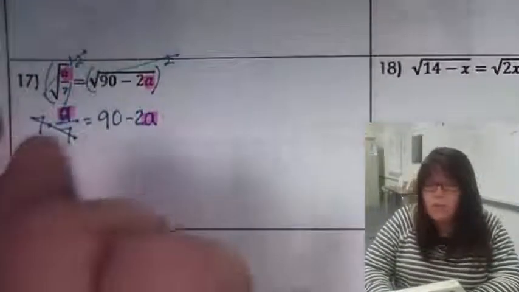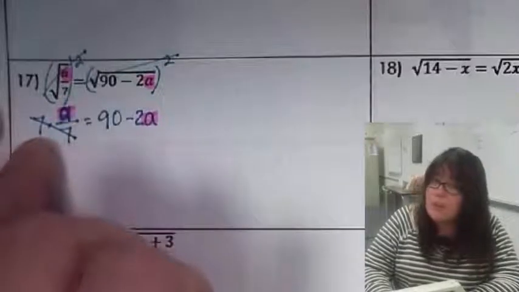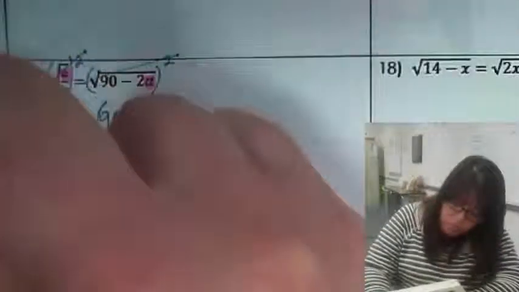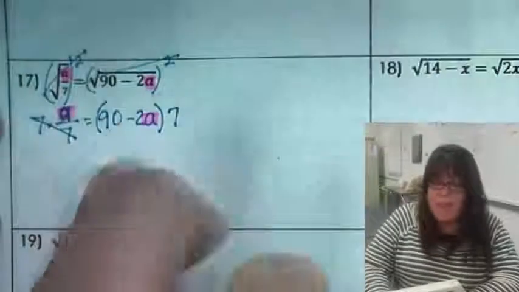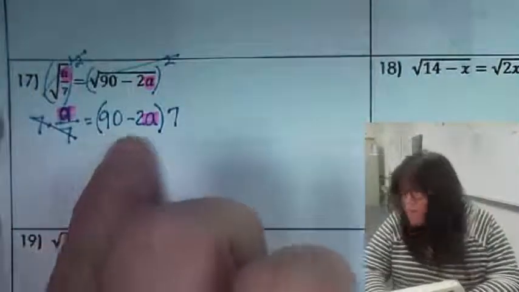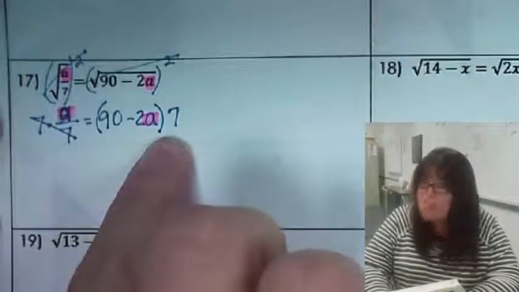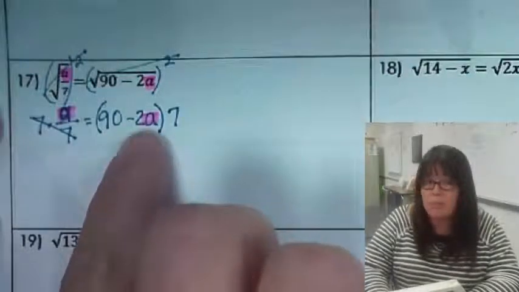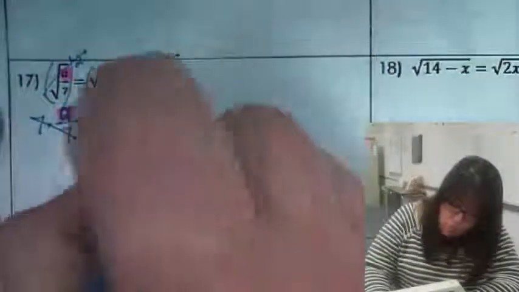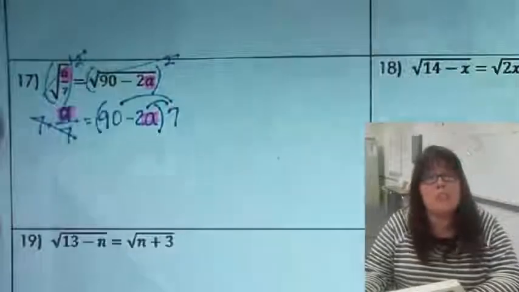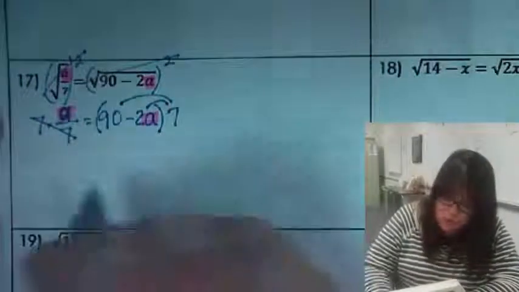But remember, if you're going to multiply by 7 on the left, you also have to multiply by 7 on the right. And we have to multiply everything by 7, not just one part. So be sure to put that in parentheses so that when you multiply, you're going to distribute to all of the parts and pieces. So let's see what happens.